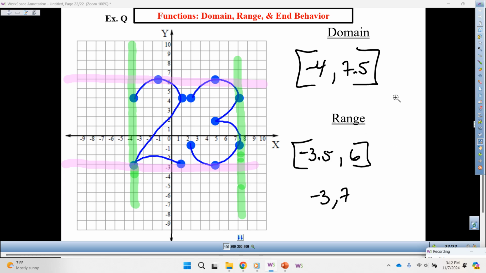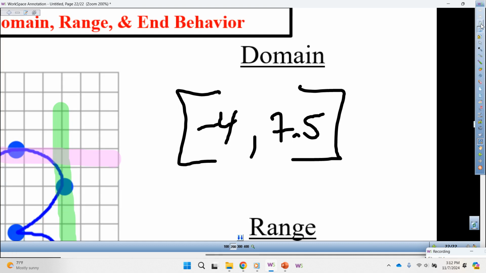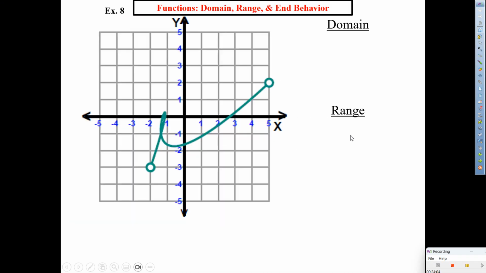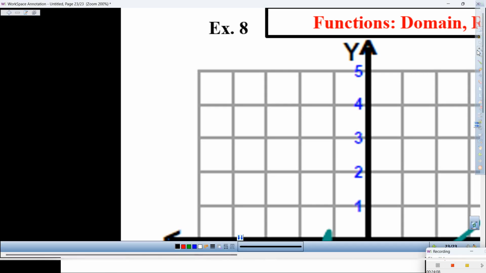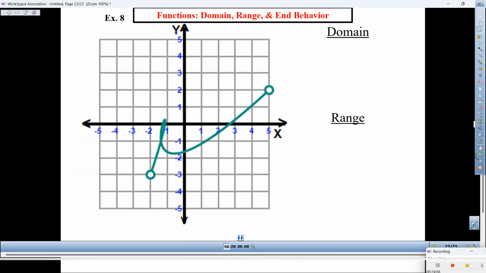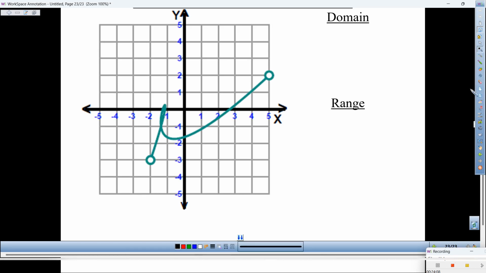Let's go with number 8. Look at number 8. That one? All right, get that in front of you. All right, find the domain and range. Start with the inequality. Go to your solution set. Then interval notation.